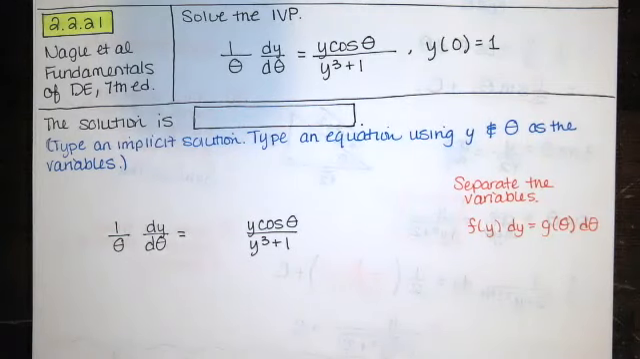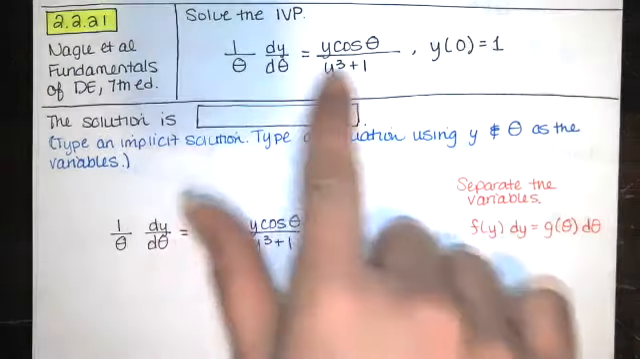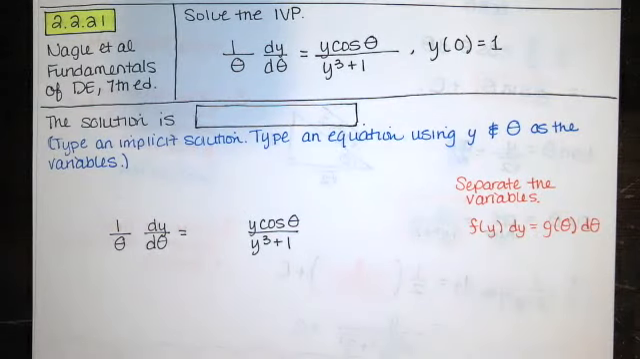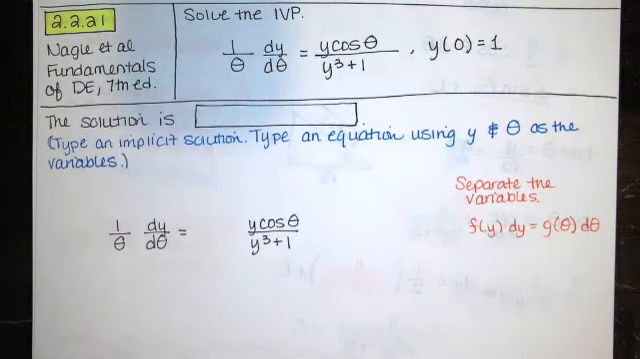In this video, we solve problem 2.2.21 from the Nagle Fundamentals of Differential Equations textbook, 7th edition. We're asked to solve the initial value problem, and here it is. We've got a differential equation right here and an initial condition: when theta equals 0, y equals 1. Then we're given this. It says the solution is blank, and they give you a text box. The fine print says type an implicit solution. Type an equation using y and theta as the variables.